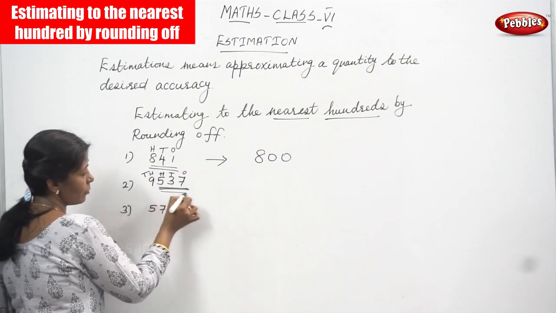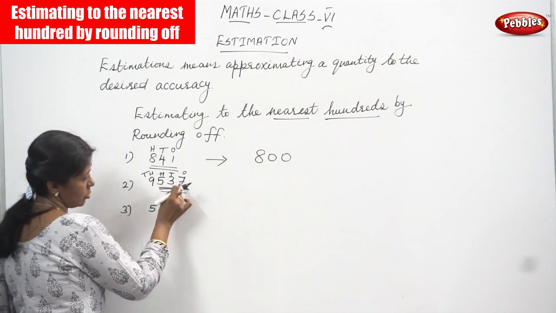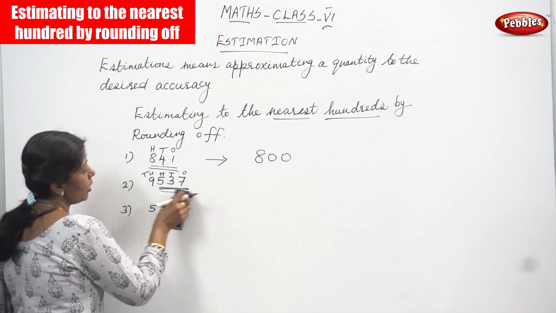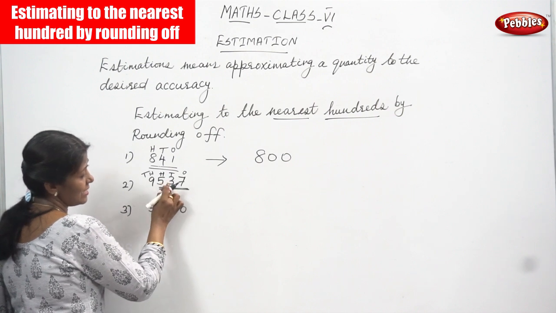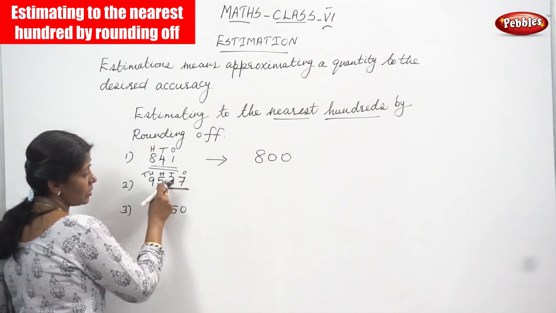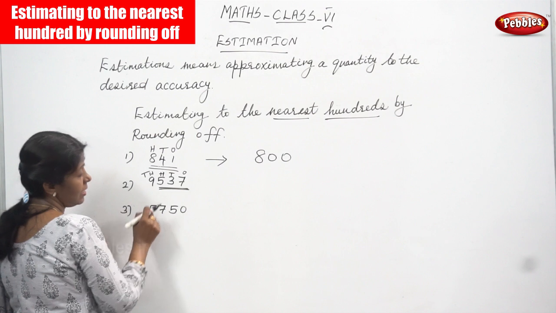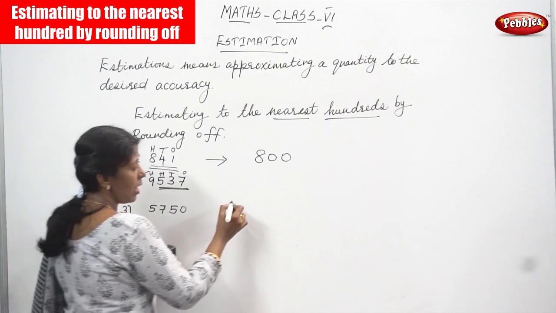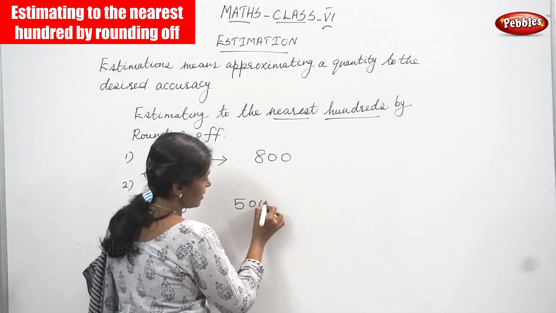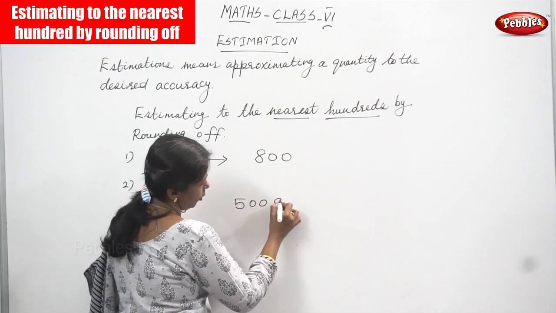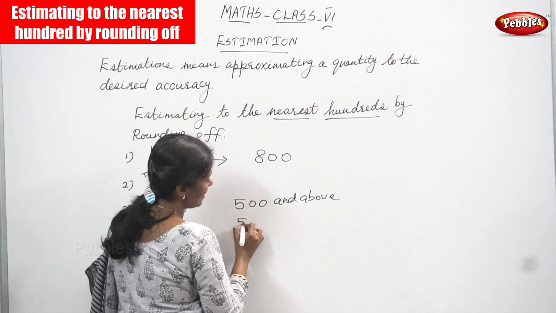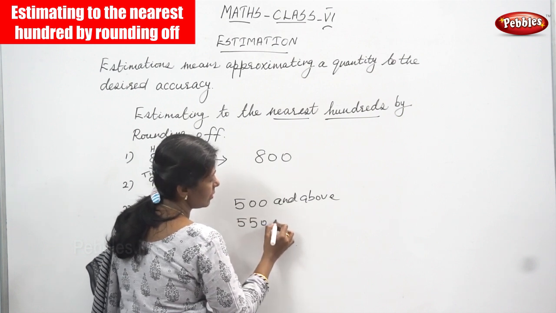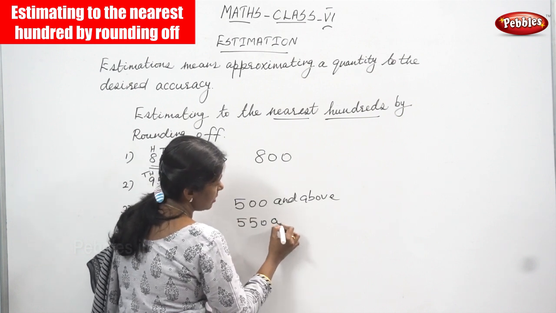Nearest 100 means you have to see these three digits: ones, tens and 100. In the 100 place, what is the number? 500. But 37 is in tens and ones. Tens place 3 and ones place 7. But 537, of course this is 500 and above. At the same time, it is not 550 and above.